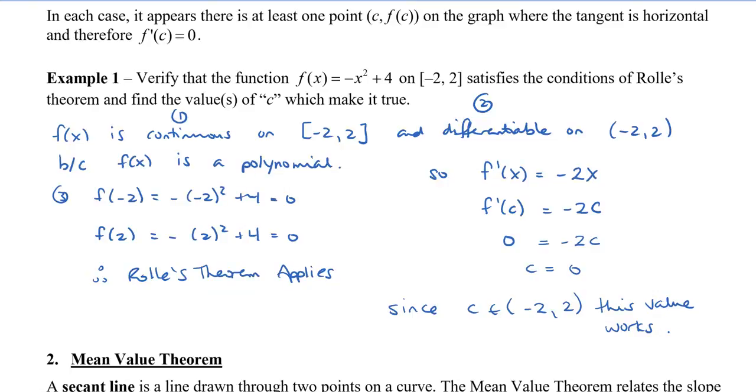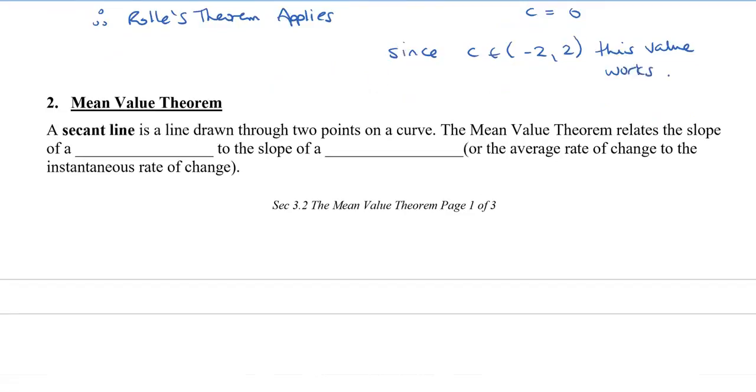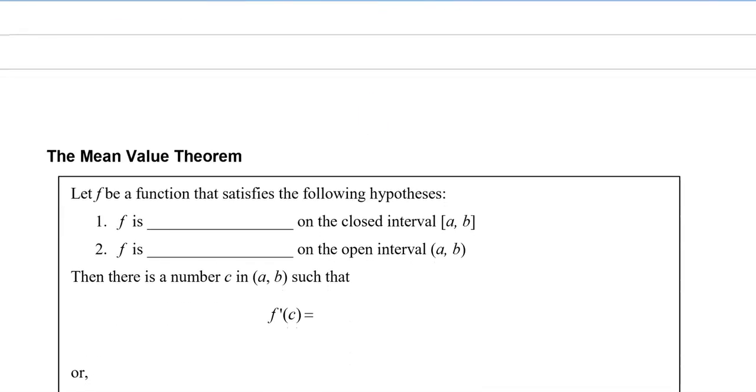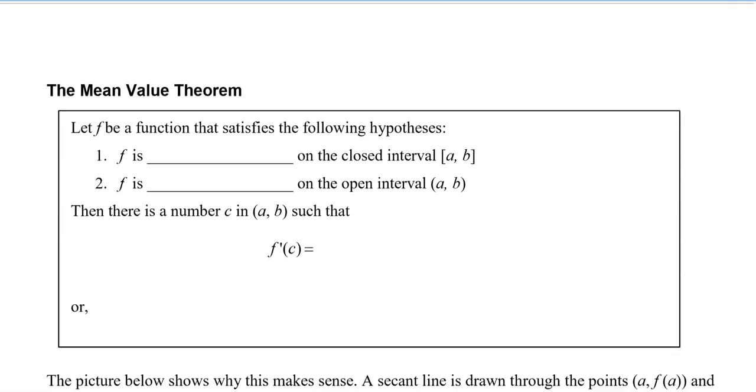Now we're going on to the mean value theorem. To start this, we need a secant line. A secant line is a line that's drawn through two points on a curve. The mean value theorem relates the slope of the secant line to the slope of a tangent line, or the average rate of change to the instantaneous rate of change. The secant line would be the average rate, and the tangent line would be the instantaneous. The mean value theorem is actually a little bit more general than Rolle's theorem. It only has two conditions.